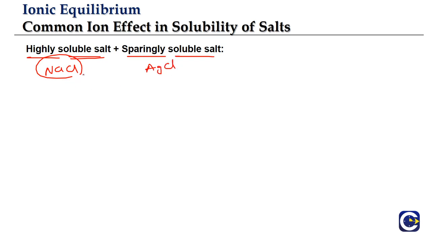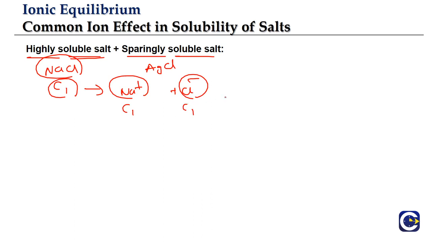In this case, let C1 be the concentration of NaCl. Since this is a highly soluble salt, what is going to happen? The entire amount of NaCl will be dissolved. So we will be getting Na plus ions and Cl minus ions. If C1 is the concentration of NaCl we are taking, the entire amount is going to be dissolved and we'll get C1 concentration of Na plus ions and C1 concentration of Cl minus.